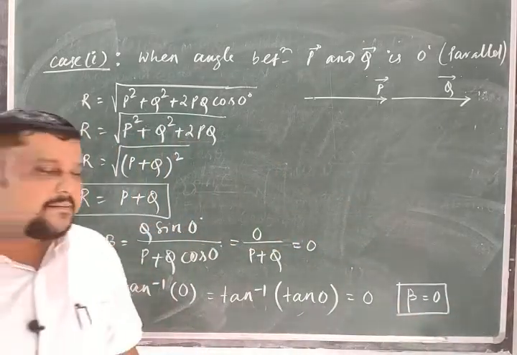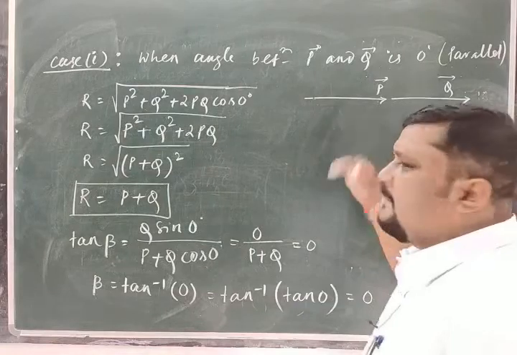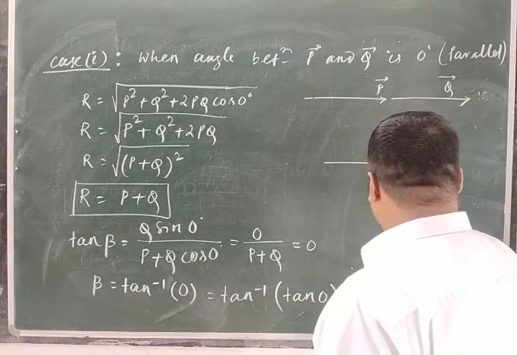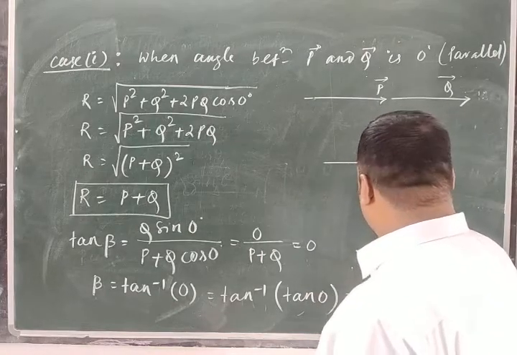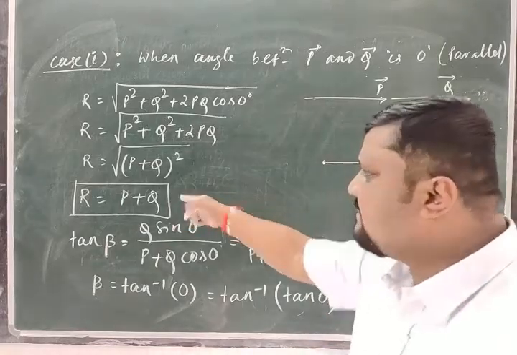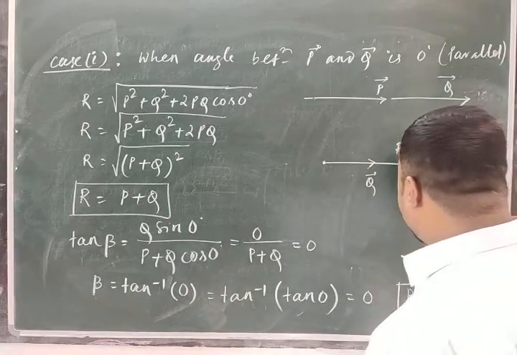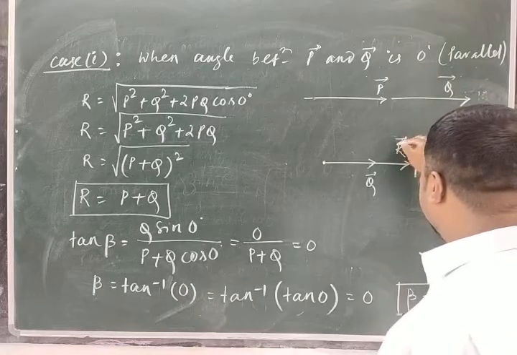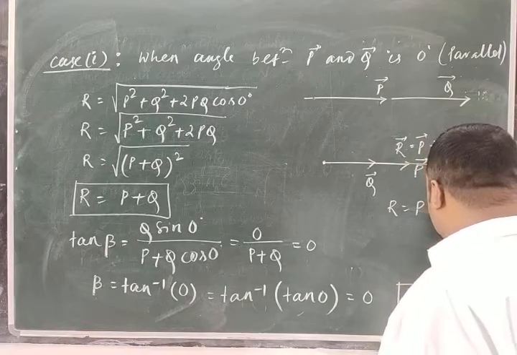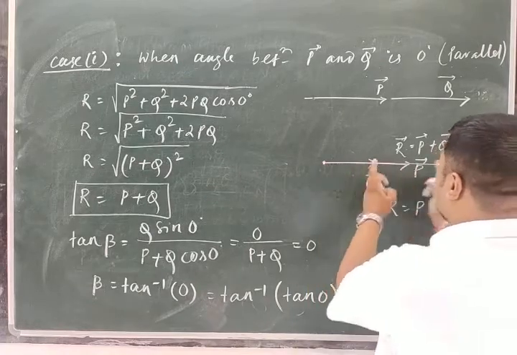So what is the direction of the resultant? The direction of the resultant is along the vectors. Let this be the vector P and let the vector Q be placed tail to tail. What is the angle between these two? 0. The resultant is the sum of P plus Q, so the resultant will be like this. The magnitude of this R is equal to P plus Q, the magnitude of P plus the magnitude of Q.